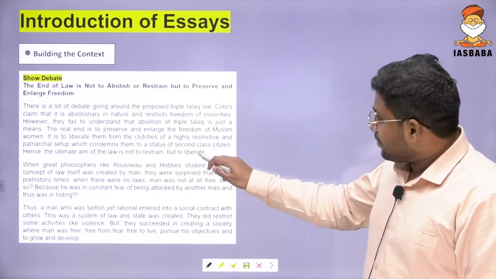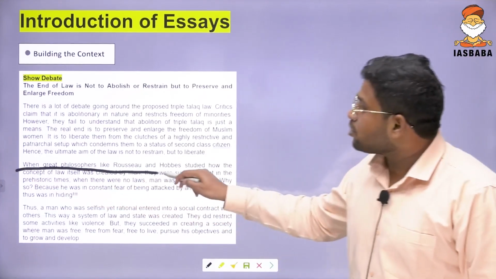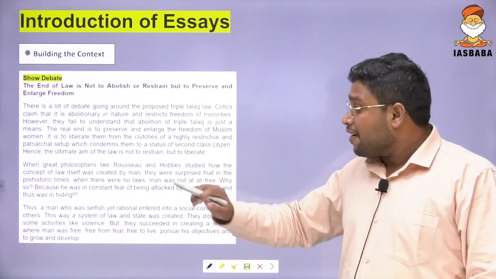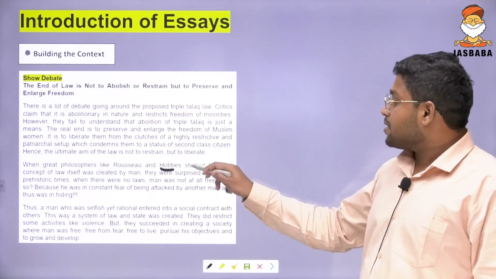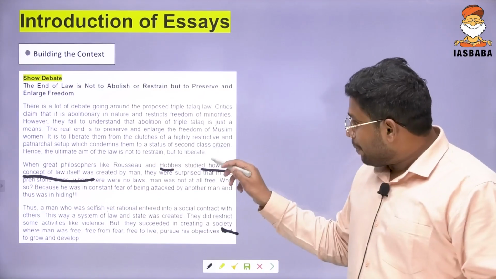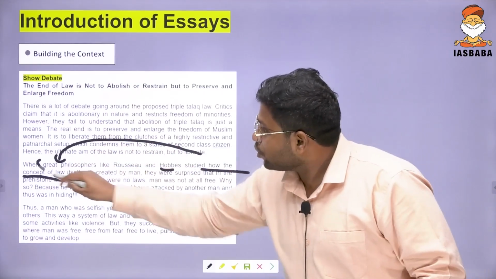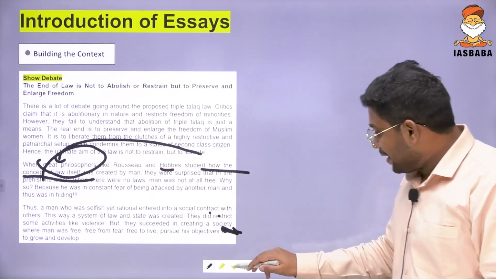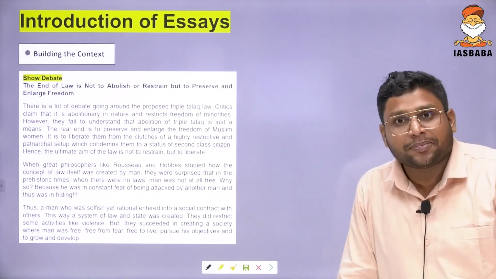Here, suddenly he started with, when great philosophers. He didn't say philosophers like Rousseau talked about this. When great philosophers like Hobbes studied this concept of law, so he brought the entire issue to these philosophers, or this idea of state of nature and all. But this flow is maintained very well.